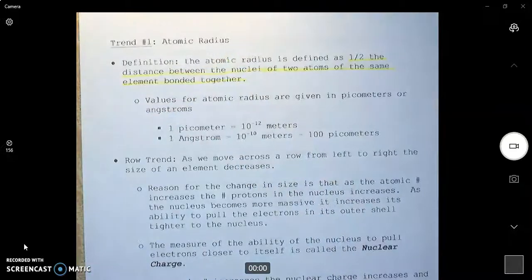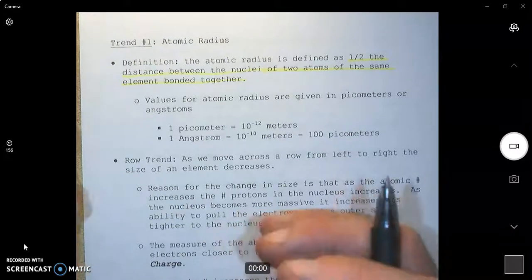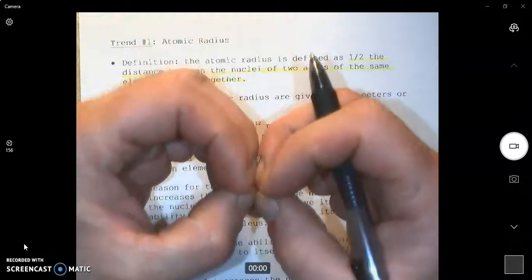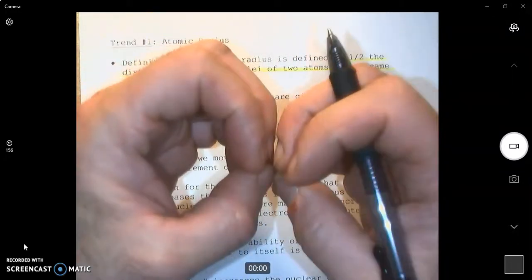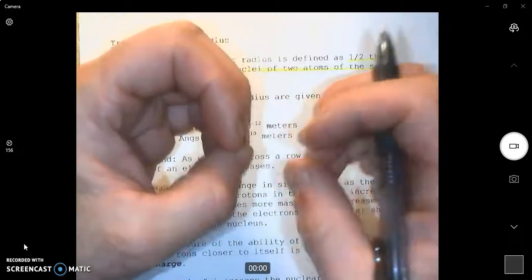So there is no definite hard edge. But what we did see is using Coulomb's law, which is that opposite charges attract, like charges repel, when we have two atoms of the same element that bond, at some point they end up settling on a distance that the nucleus spreads out.